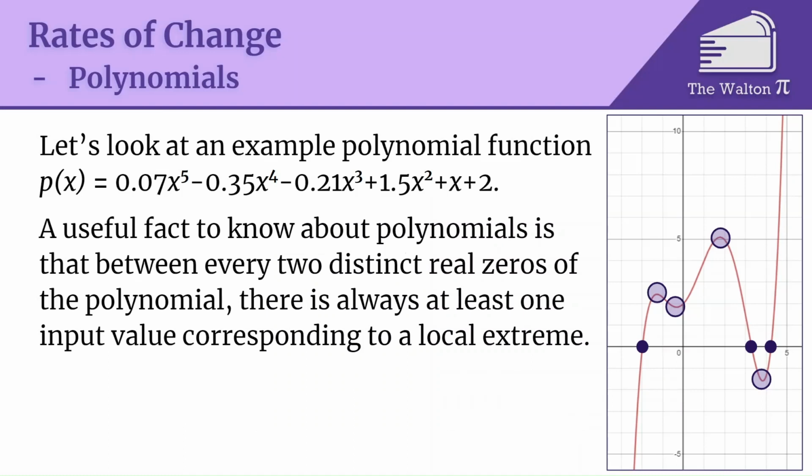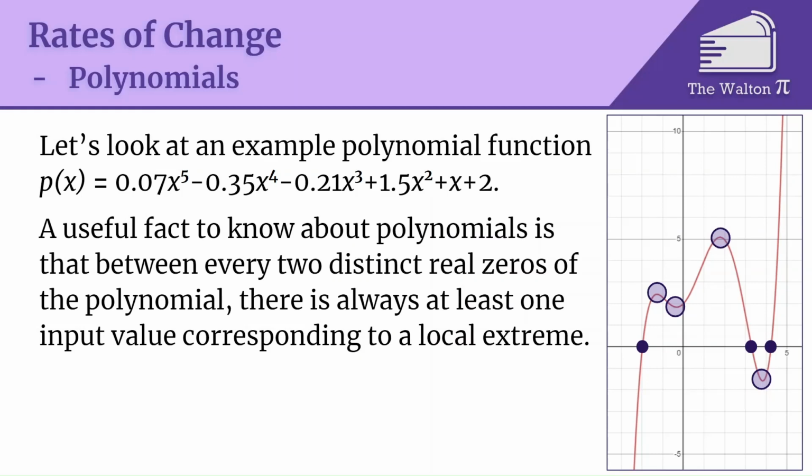Now, a useful fact about polynomials is that between any two distinct real zeros of the polynomial, there's always at least one input value that corresponds to a local extreme. So between our first two zeros, which are at about -2 and a little bit past 3, there's going to be 3 input values that correspond to a local extreme.